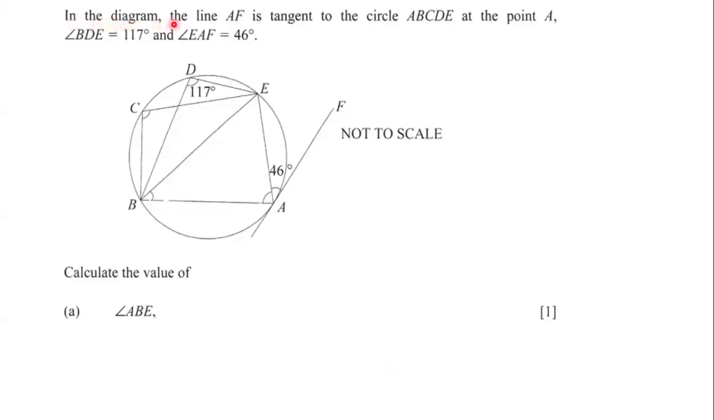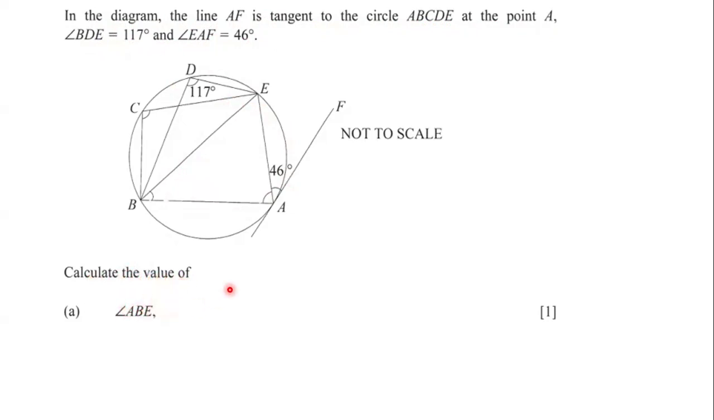In the diagram, the line AF is tangent to the circle ABCDE at the point A. Angle BDE is equal to 117 degrees and angle EAF is equal to 46 degrees. And here we have this diagram. Calculate the value of angle ABE.